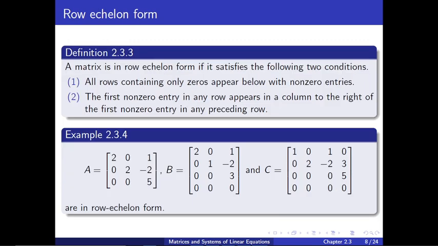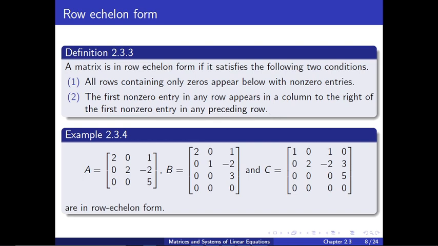Right, now we define row echelon form. This is definition 2.3.3 in the textbook, and it says a matrix is in row echelon form if it satisfies the following two conditions. Number 1, all rows containing only zeros appear below rows with non-zero entries, right? So in any matrix which is in row echelon form, the rows which contain only zeros appear at the bottom, below those that have non-zero entries. Then the second condition is the first non-zero entry in any row appears in a column to the right of the first non-zero entry in any preceding row.